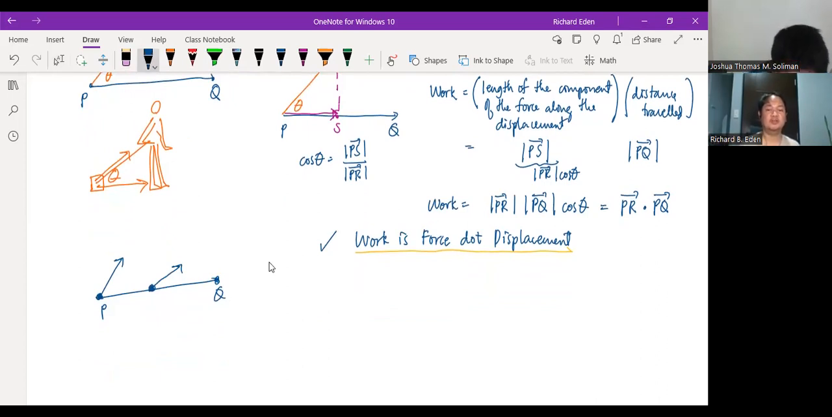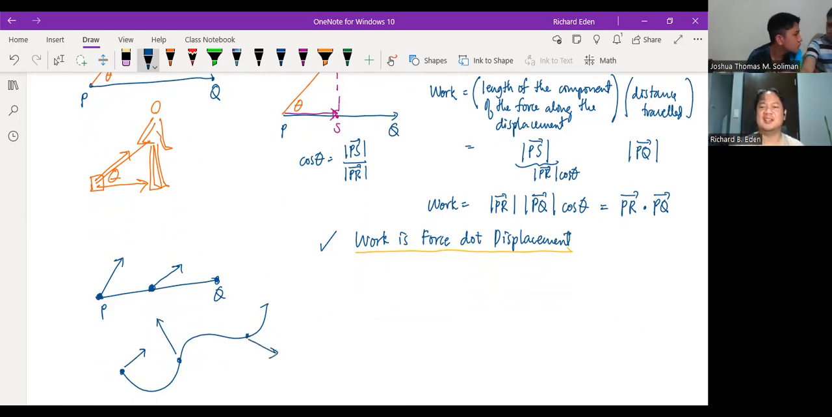And even then, this setup is not even yet the most general. What if the path that the object travels from P to Q is not a segment, but a curve? All right. So let's say as it moves like that, the force vector is like that, and when it's here, the force vector is like that, and when here, the force vector is like that. Okay.